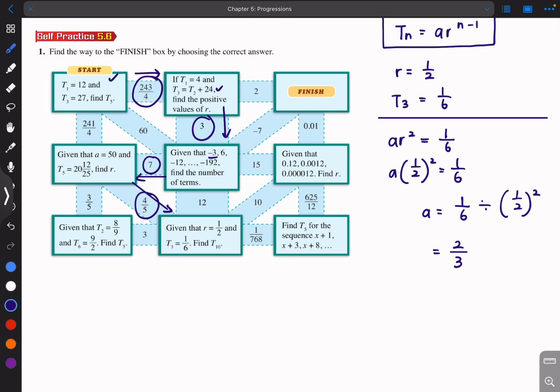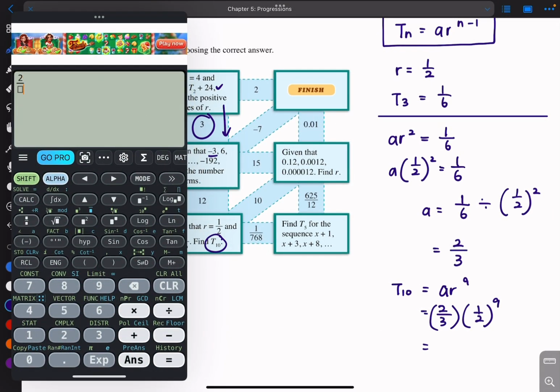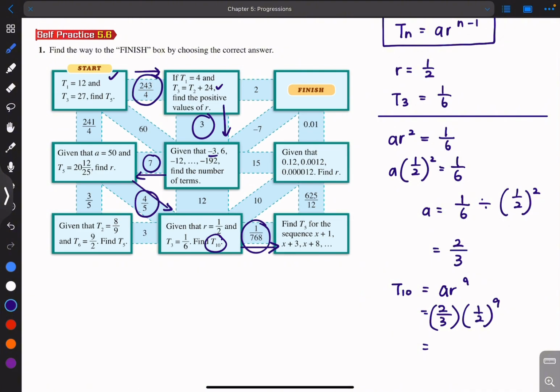Done. But that's not the answer. We need to find T10. So T10 would be AR to the power of 10 minus 1, so AR9. A is 2 over 3, which we just found. R is 1 over 2 power 9. So 2 over 3 times 1 over 2 power 9 gives 1 over 768. We have the answer here. So we progress to the next box.